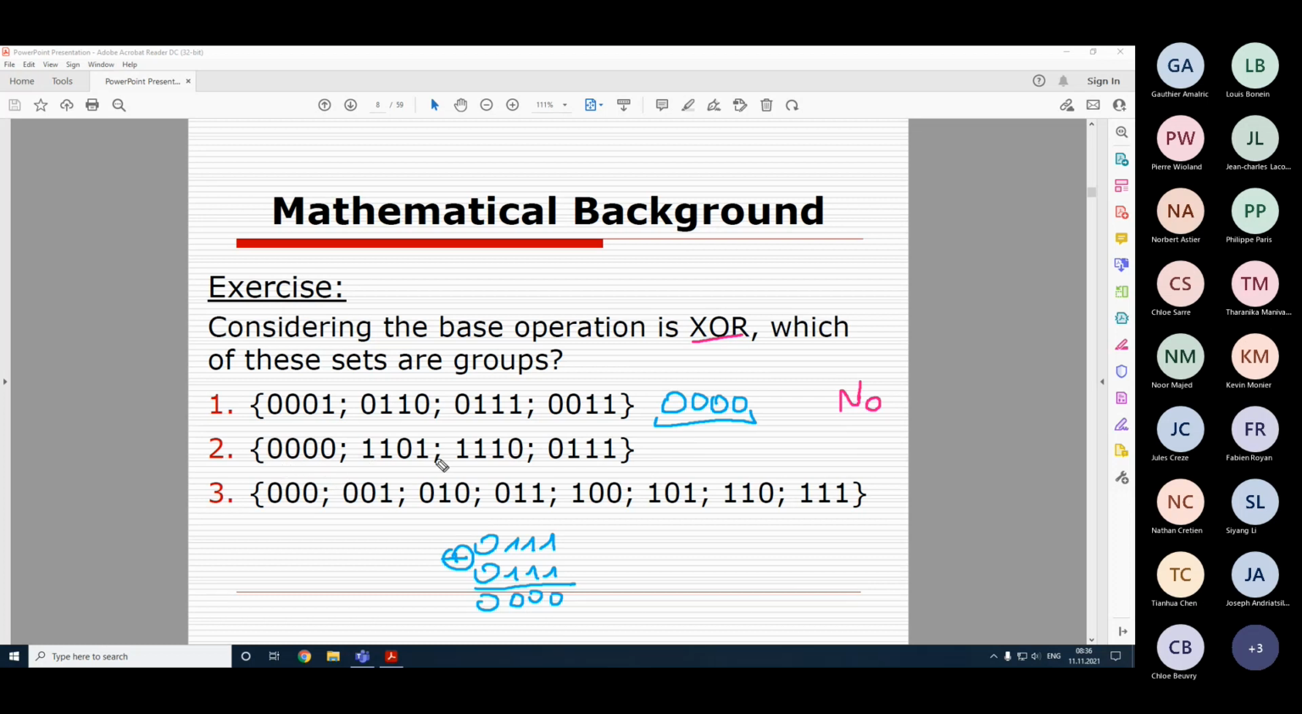So for the second one, we can see that we have a zero element. However, the story is the same. If we choose two elements, they should always produce a result also belonging to this group. So let us add these together. And we can see that the result is not listed in this set. So basically that means this is also not a group.